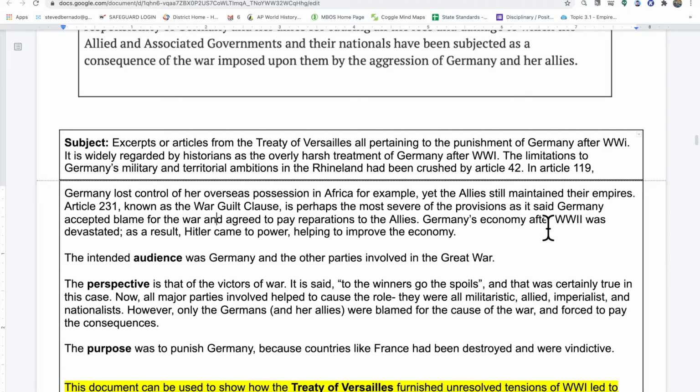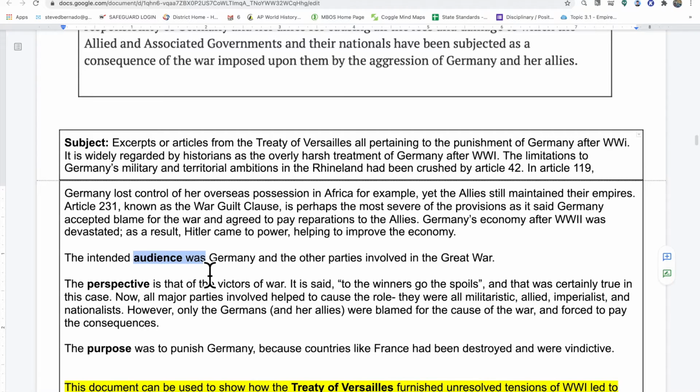Yet the Allies still maintained their empires. Article 231, known as the War Guilt Clause, is perhaps the most severe of the provisions, as it said Germany accepted blame for the war and agreed to pay reparations to the Allies. This amounted to something like $54 billion Germany did not have. The Allies knew they couldn't pay it back, so this was more of an economic humiliation on top of the punishment. Germany's economy after World War I was devastated as a result. Hitler came to power, helping to improve the economy, which ultimately led to World War II.